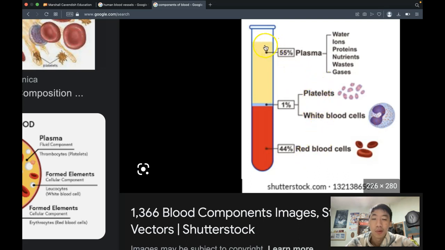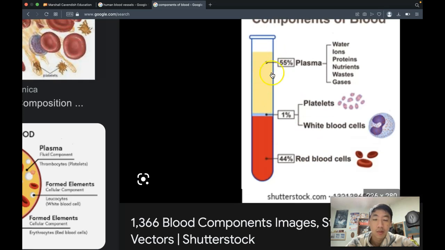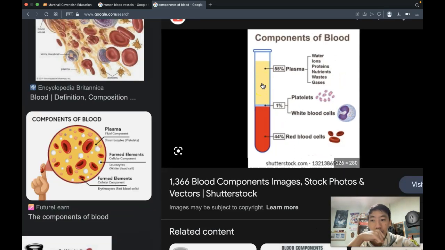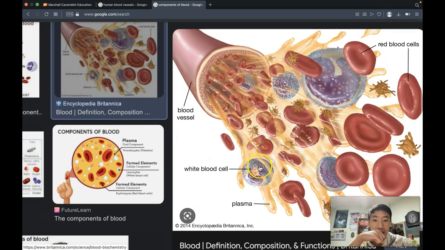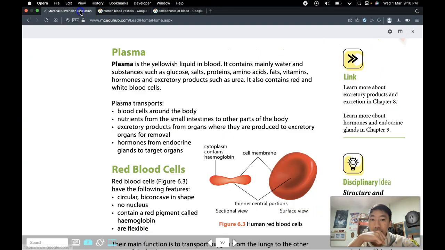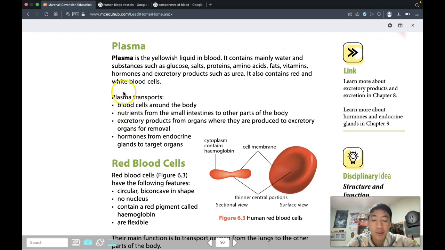About 55% of our blood is actually made from plasma. So how do they separate it? They do a process called centrifuge. They spin your blood, and because the red blood cells have higher density, they go to the bottom, and the plasma, which is a liquid, has less density, so it floats on top. This is a picture of the plasma. So plasma is important.